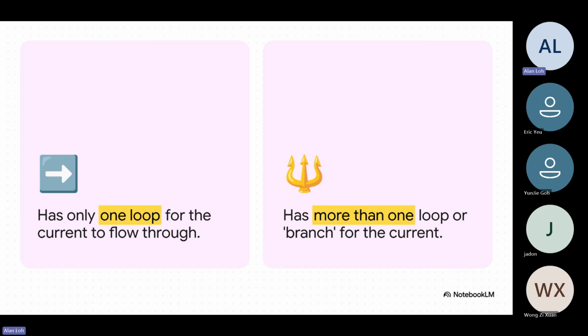First, you've got a series circuit. Think of this like a one-lane road. All the current has to flow through every single component, one after the other. There are no other options. Then you have a parallel circuit, which is more like a highway with multiple lanes, or branches. The current splits up and can take different paths.